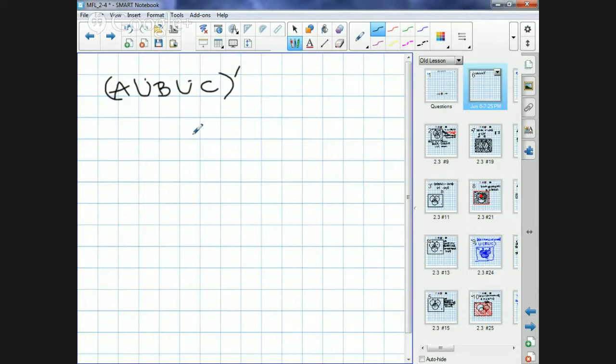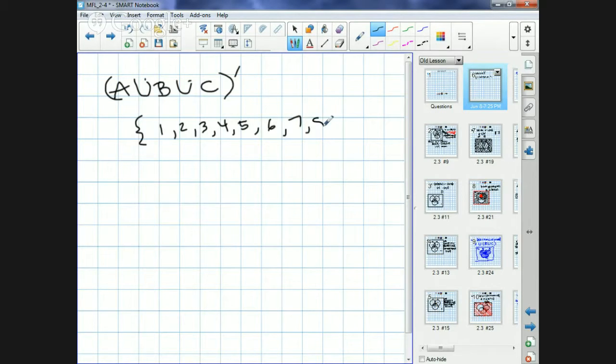17 is A union B union C. That's in parentheses, and that's the complement then. So really it's all the numbers in all of the circles. That is correct. And then it's the complement of that, which is the opposite, so it's everything then outside of the circles in the universal set. You're exactly correct.